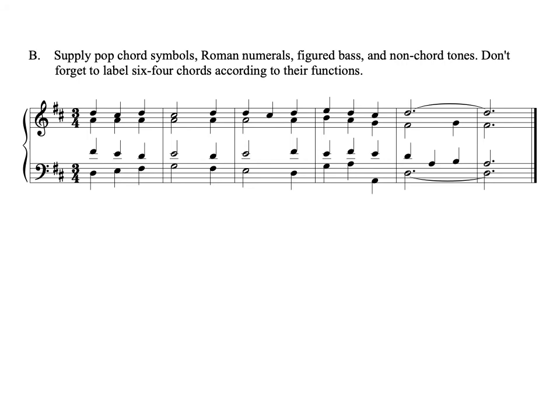So should we talk about this harmonic analysis? That's the second part of the assignment. And it's like most of the harmonic analysis we do. Put the chords on the top as pop chords, put the chords on the bottom as Roman numerals with figured bass. And if there are non-chord tones, circle those and label those. And remember, whenever there's a second inversion triad, a 6/4 chord, you've got to label it. Tell me whether it's cadential or passing or whatever.